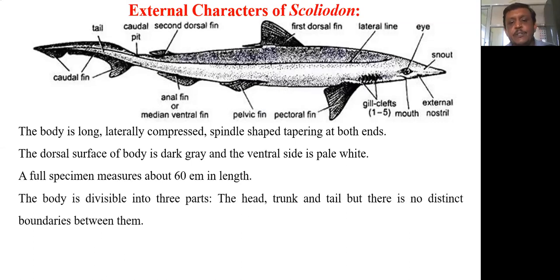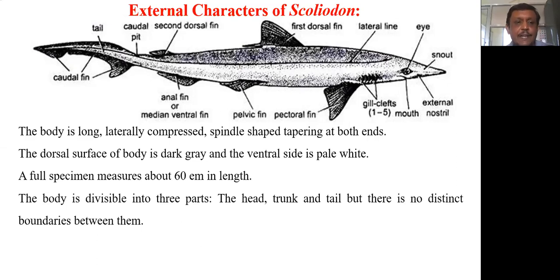A full specimen that we store in the laboratory measures about 60 centimeters in length, and the body is divisible into three parts: head, trunk and tail. However, there is no distinct boundary, as in the diagram appearing on your screen. There is no distinct boundary between head, trunk and tail, but still we can differentiate the body into three regions. Let us now see one by one each part of the external structure of Scoliodon.